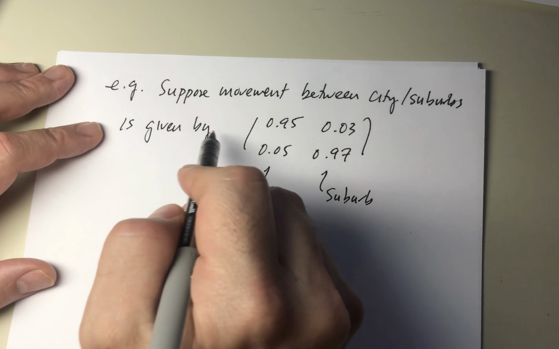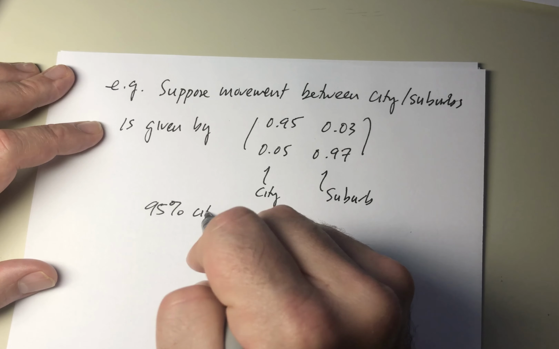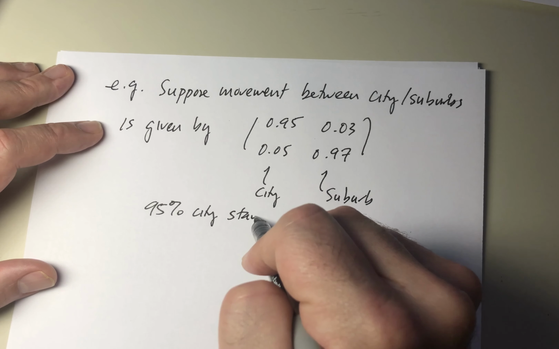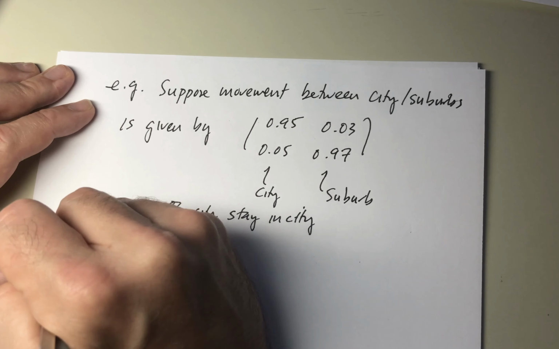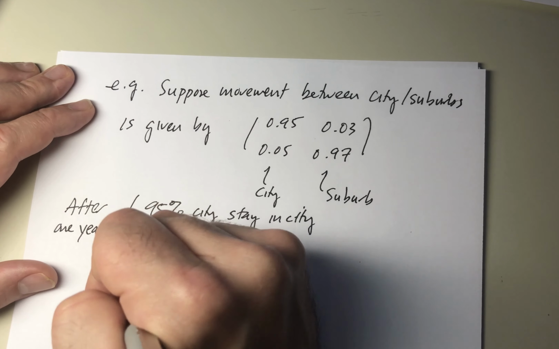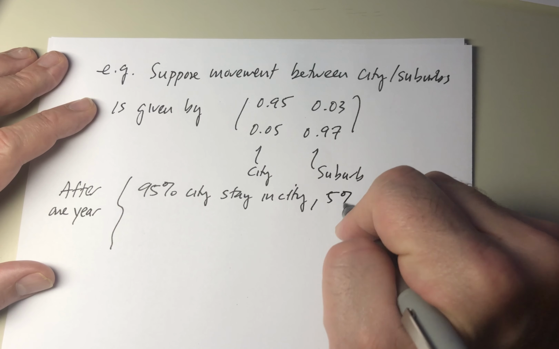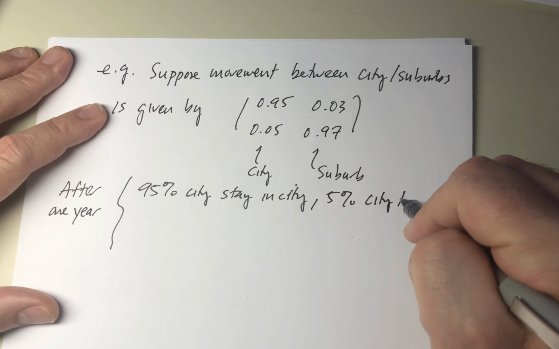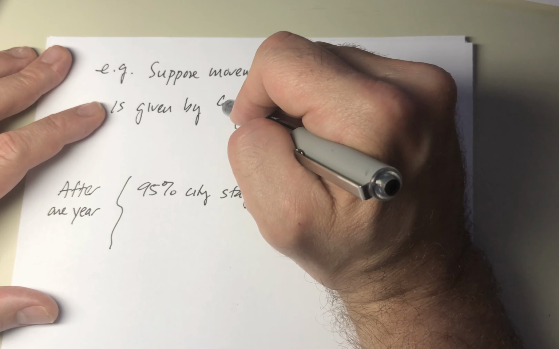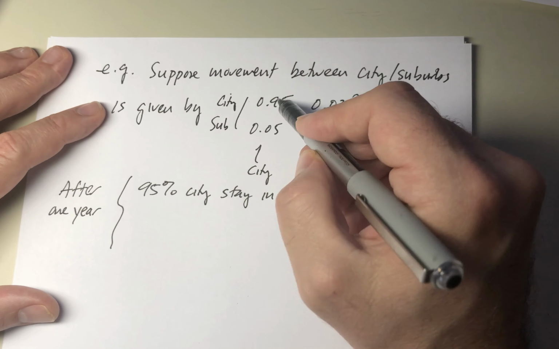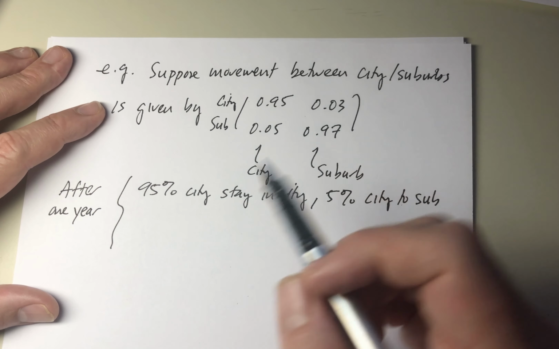What I mean by these numbers is that the first column is saying that 95% of the city dwellers stay in the city after, say, 1 year. This is a model describing the movement after 1 year. So that's what this 95% is. So 5% move from city to suburbs. That's what this is here. So in this column, I've got 95% of the city dwellers staying in the city, 5% going from city to suburbs.